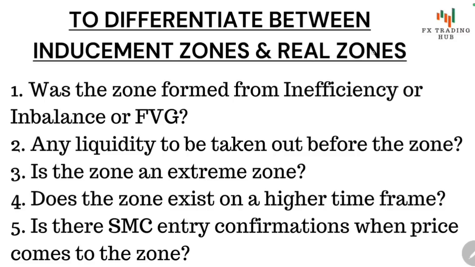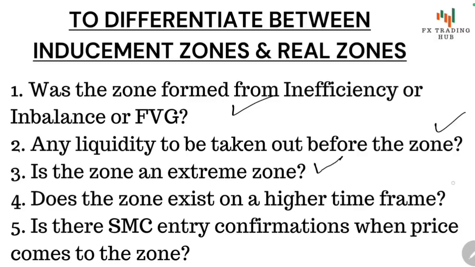The third one is: is it an extreme zone? Most times extreme zones have a higher win rate than zones that are not extreme. Just as I told you, most times zones created by recent breaks of structure have a lower win rate than zones that occur just prior to them. Zones that occur prior to the recent break of structure have a higher win rate than zones that were just formed by the recent break of structure. That is important. I've just explained that.